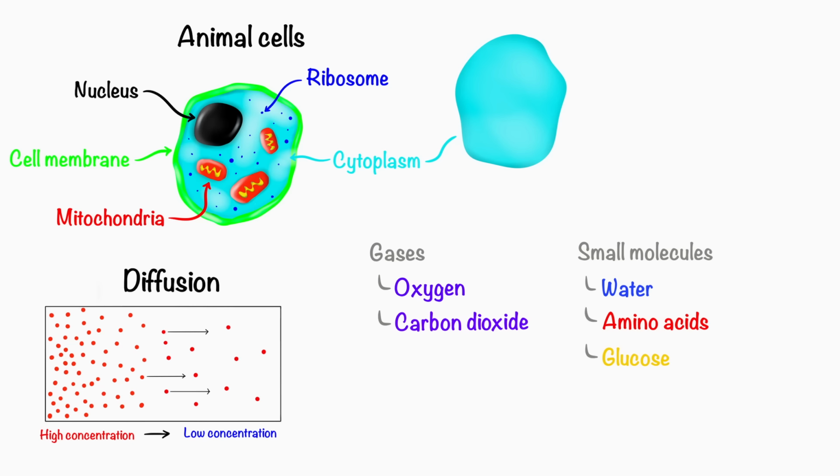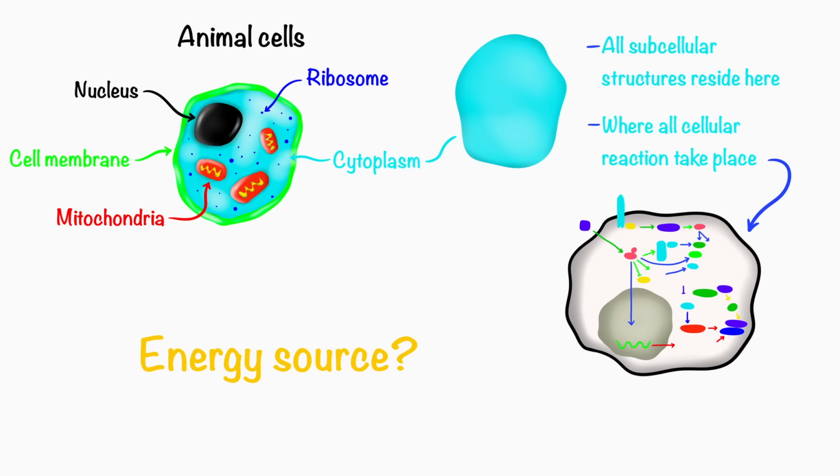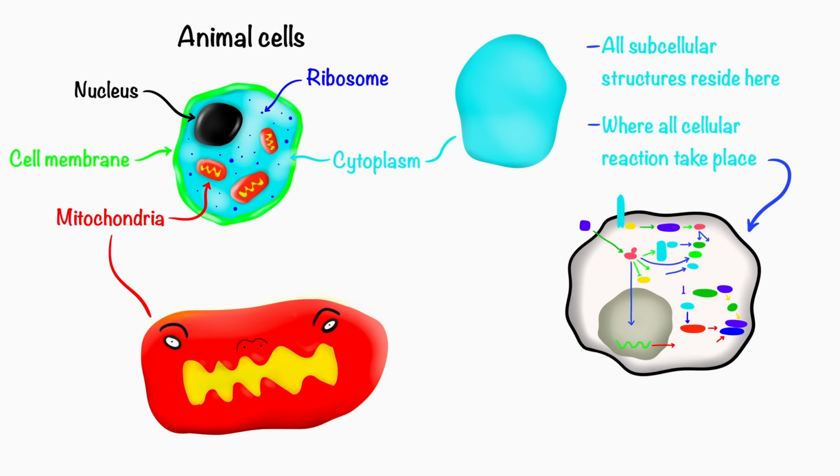The cytoplasm is the substance within a cell in which all the subcellular structures reside, and it is also where all the cellular reactions take place. So, what's powering all of the reactions inside of a cell? It's the mitochondria, also popularly known as the powerhouse of the cell. This generates energy for all the reactions going on inside the cell.